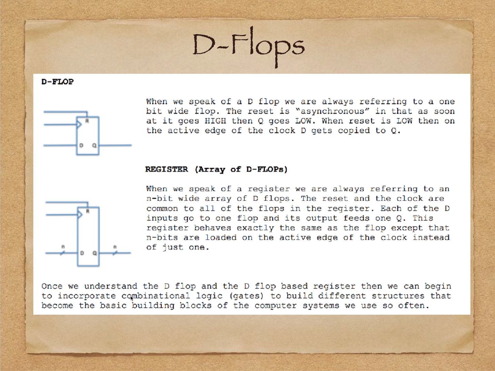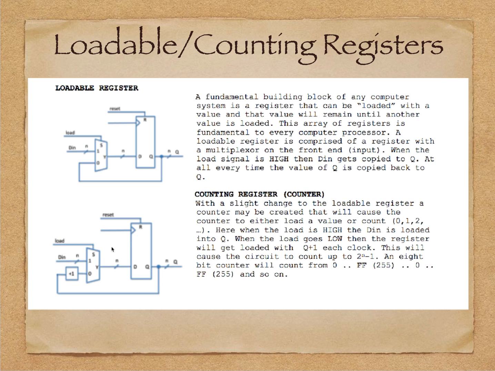Then we're going to start to incorporate combinational logic, which are gates, to build the different structures that become the building blocks for the computer systems we're going to use. So the first is we maintain the structure of a register. The behavior of the register is that on every active edge of the clock, the value on D gets copied to Q. If we want to, we can change the behavior of the register by adding logic on the front end.